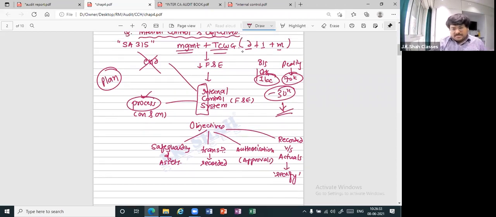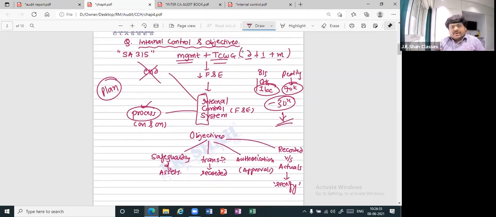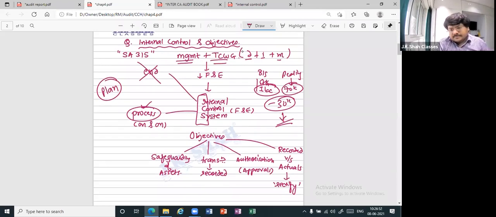These are simple objectives here, nothing great. So what are the objectives? You can say safeguarding of assets, checking whether all the transactions have been properly recorded or not. So transactions also should be recorded properly. Books of accounts should be maintained properly. Then authorization and approvals. And apart from that, if there is a difference between what is recorded and actuals, then it helps to rectify. All clear?